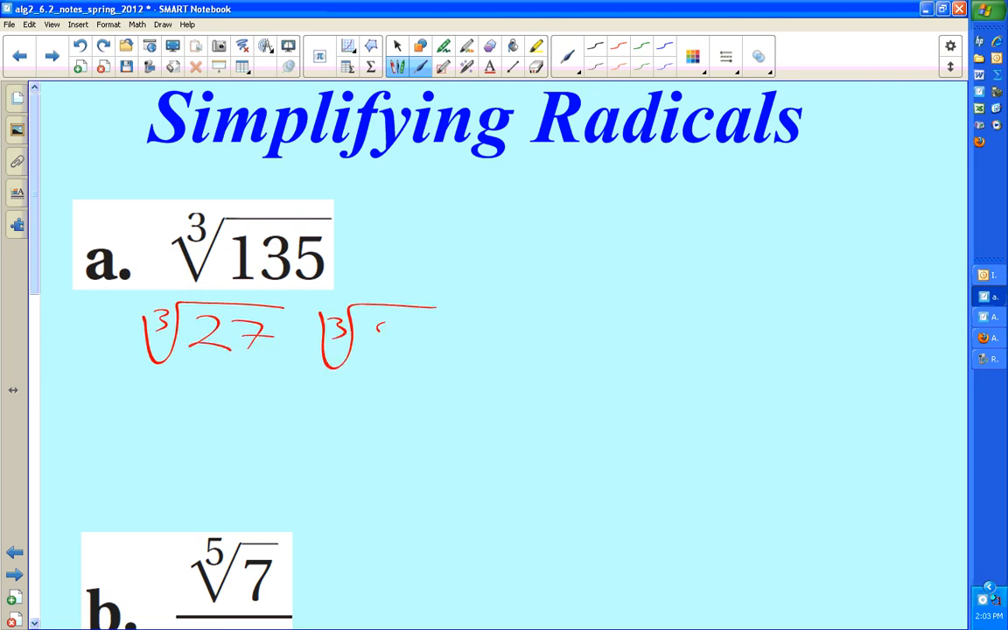Bad guy, 5. How are you going to know the good guys? You memorize them. But not perfect squares. What do we want? Not perfect squares, perfect cubes. So the cube root of 27 is 3, times the cube root of 5, that's your bad guy.